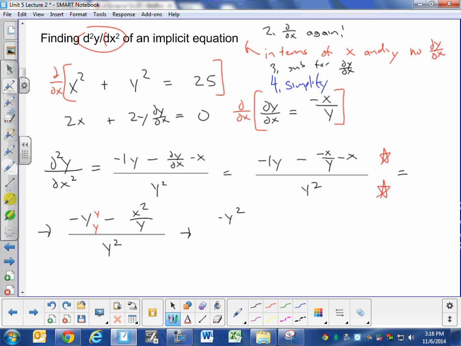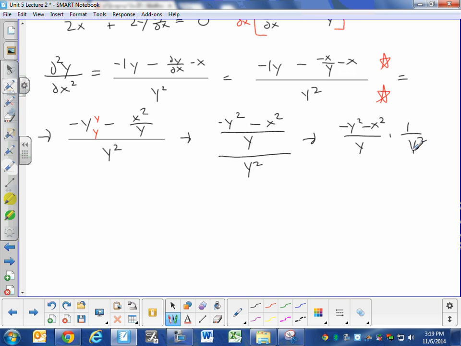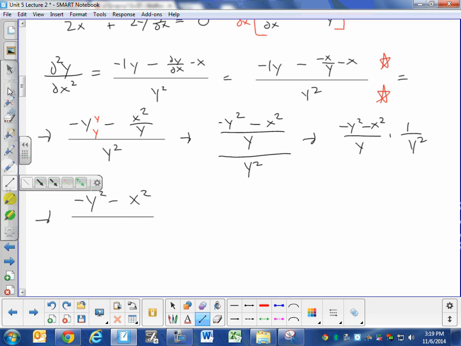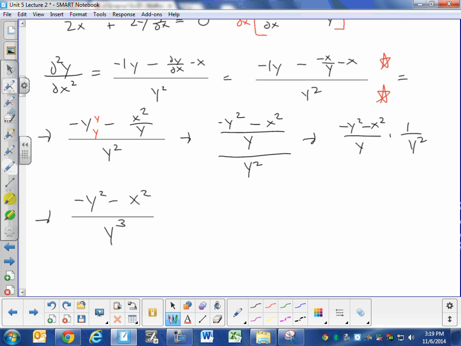So let's go negative y squared minus x squared over y squared. Well, that's still that whole fraction over a fraction. Let's fix that by saying multiply by 1 over y squared. And then since we got this y times this y squared, we might as well make it y cubed. I got negative y squared minus x squared over y cubed. That looks a lot nicer.